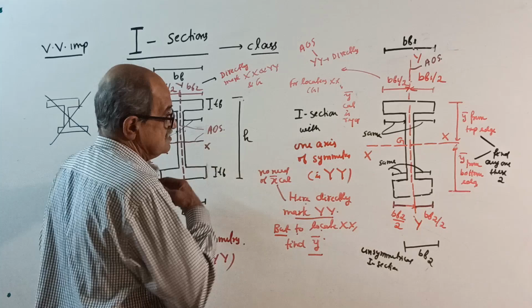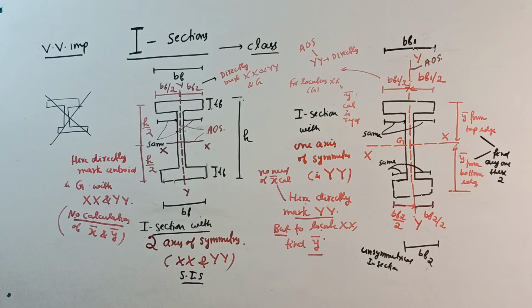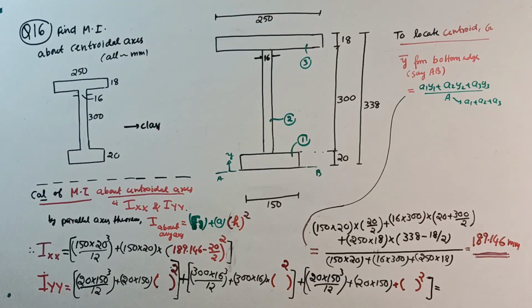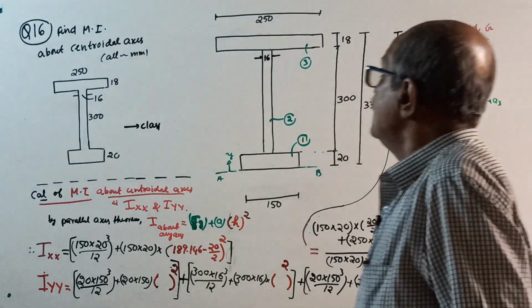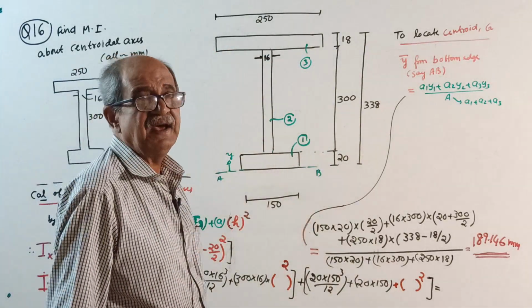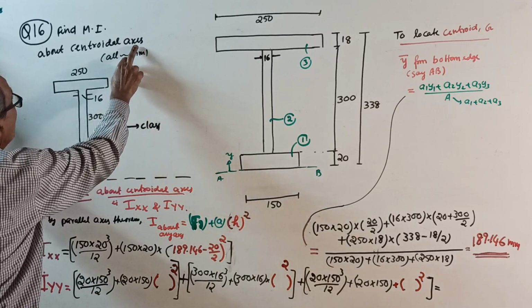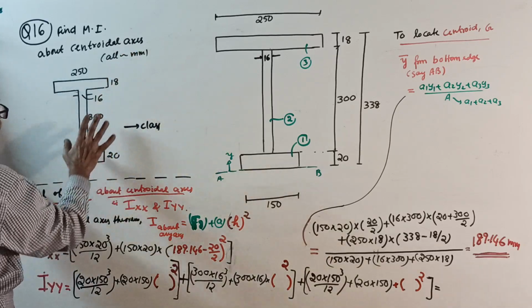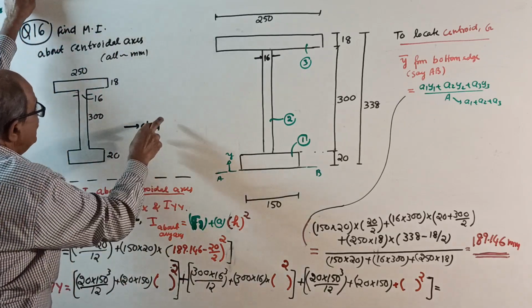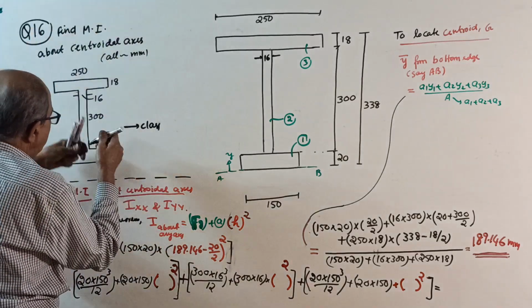Okay, now I'll start. Question number 16. This is for an unsymmetrical I section. Find the moment of inertia about centroidal axes, all dimensions in millimeter. Axes means plural. First class. Right here you should write; I am not writing everything here. What is required here?